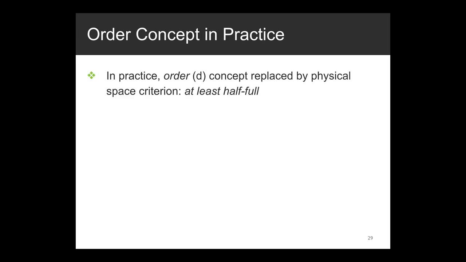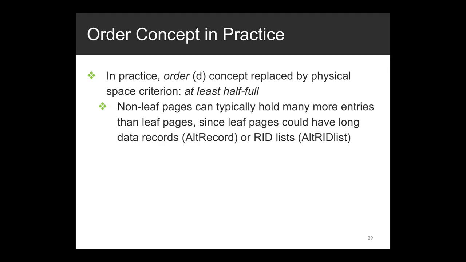Okay, now I talked about the occupancy and the order concept. So the order concept basically counts the number of entries in your non-leaf pages, and you want to make sure that it's at least half full in terms of the order. That means your occupancy is between D and 2D entries. But because you could have variable length fields, in practice you replace this order concept that counts the number of keys with occupancy in terms of number of bytes. So the page needs to be at least half full with valid bytes.